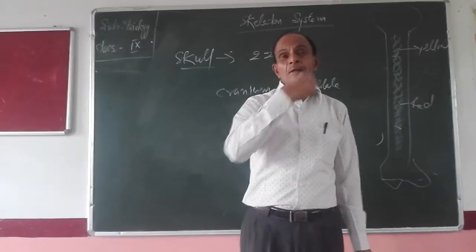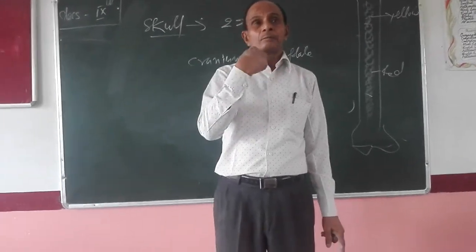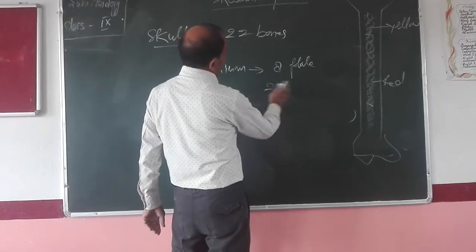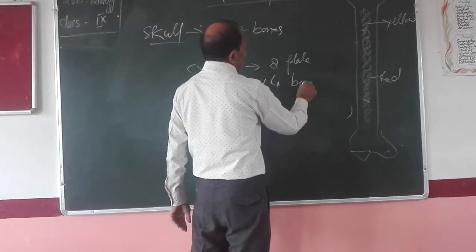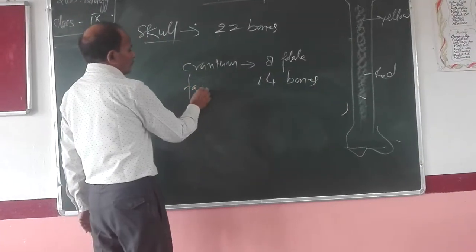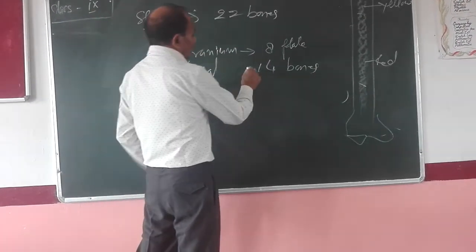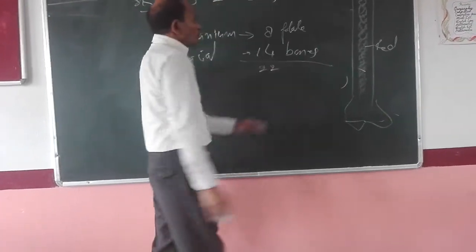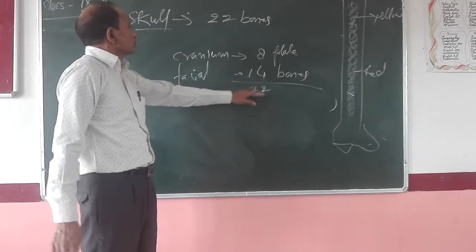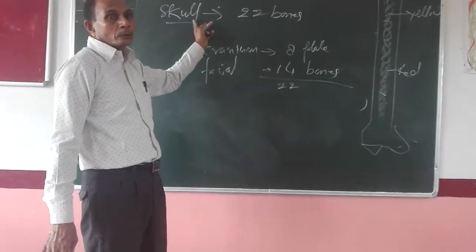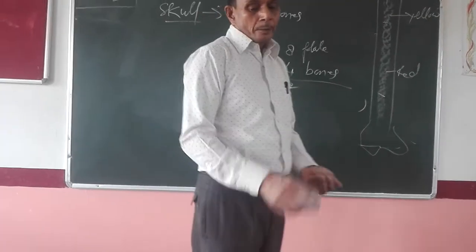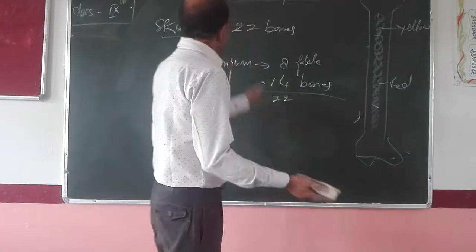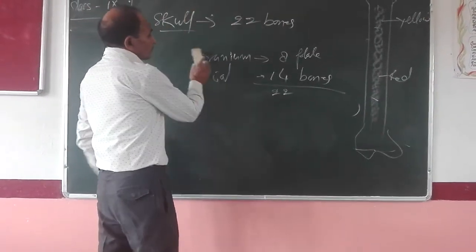The second part of the skull is the facial region. In this facial region, a total of 14 bones are there. In this way, a total of 22 bones join to give rise to our skull. Clear? After that, our thoracic cavity, the thoracic case, is the part of our axial skeleton.